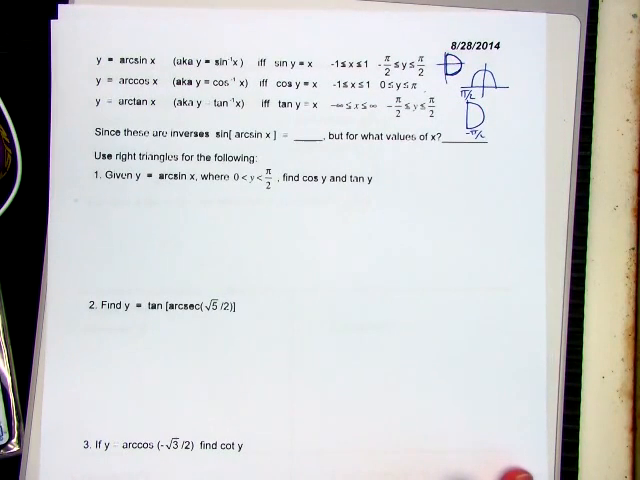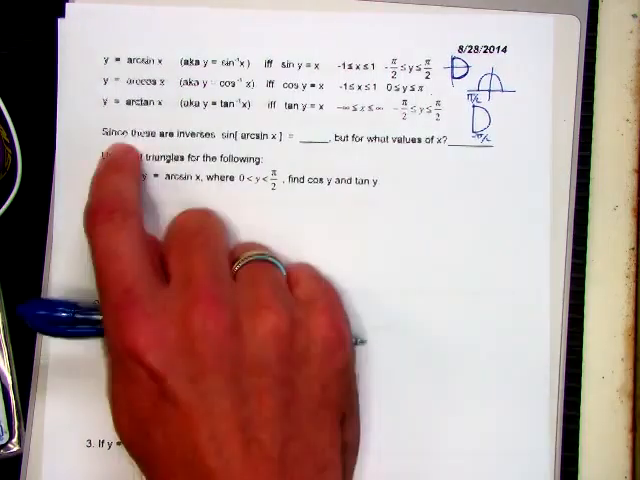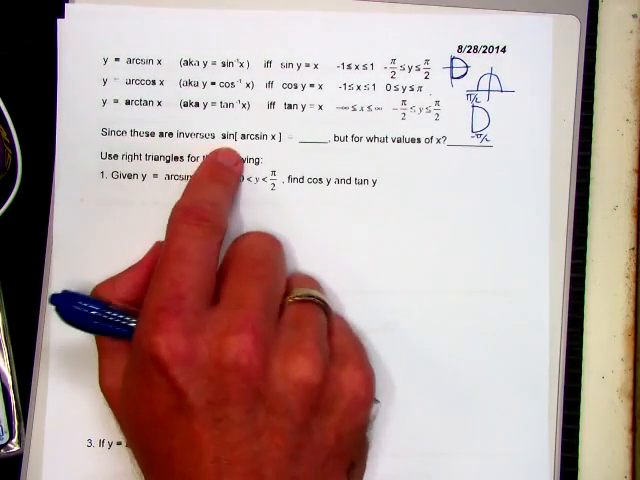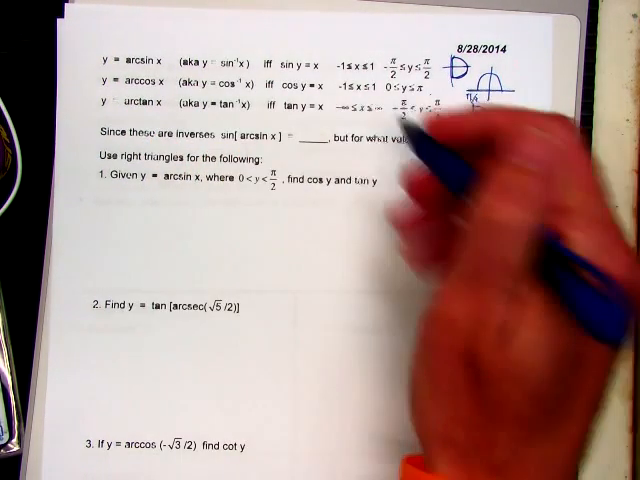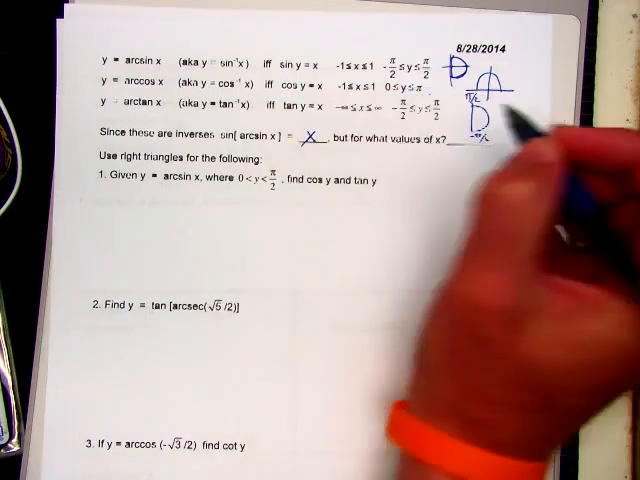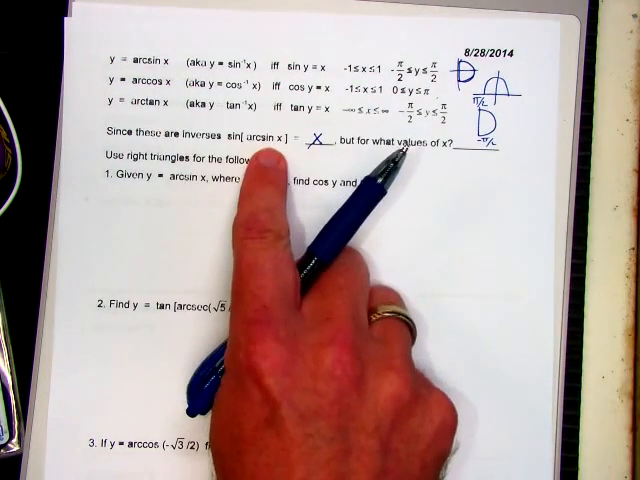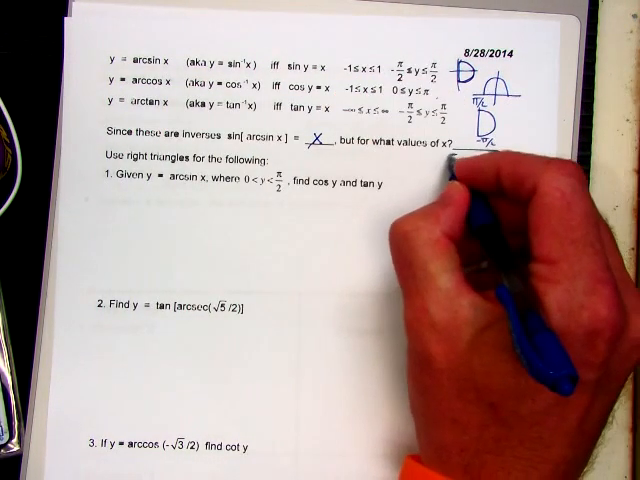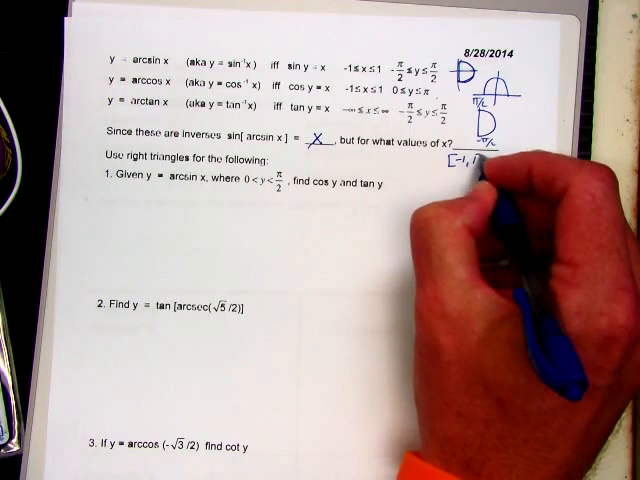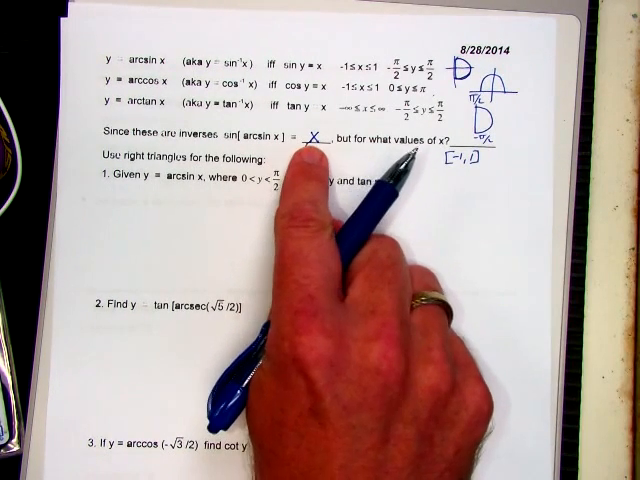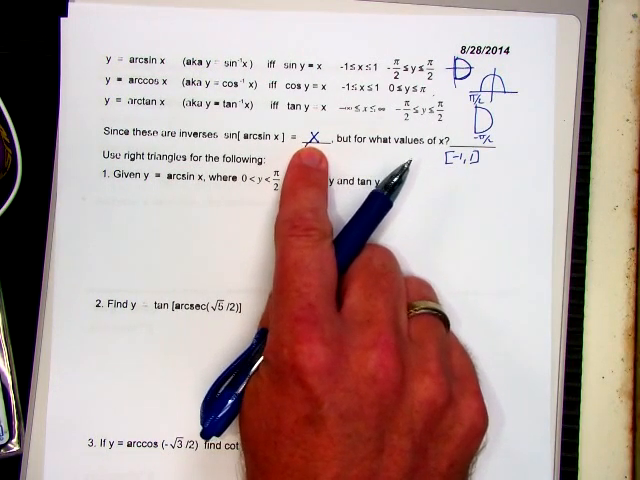Now, the second part of this is, by the way, since these are inverses of each other, the sine of the arcsine of x is equal to x, but only provided that the x values are between negative 1 and 1. It is not valid if the values are outside of it. It's not defined. Okay? All right.